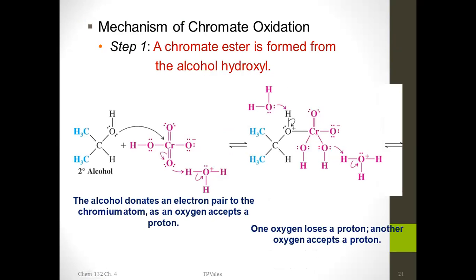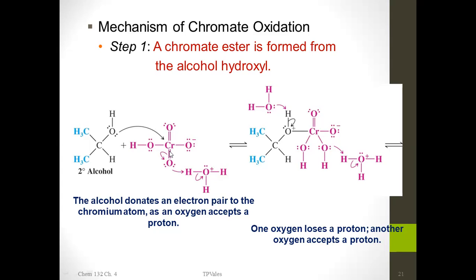So let's look at the mechanism of the chromate oxidation. What happens? Your chromic acid forms a chromate ester with an alcohol hydroxyl. Chromium is bonded to four oxygen atoms, and this kind of mechanism is similar also to KMnO4, because manganese is also bonded to four oxygens. So here we have an example from chromic acid: chromium bonded to four oxygens, and chromium is a transition metal.